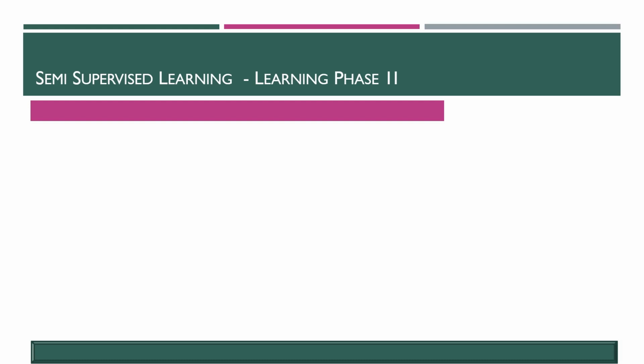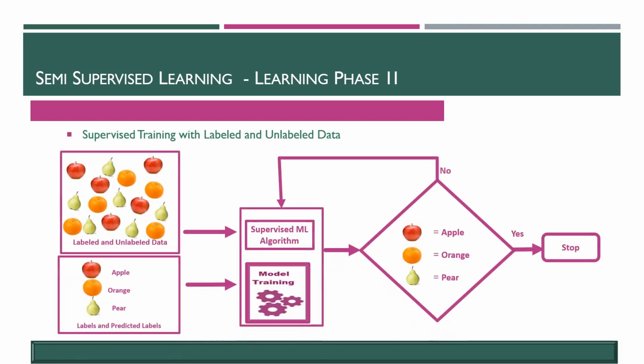In phase 3, again learning happens with both labeled and unlabeled data. Labeled and unlabeled data as well as labels and predicted labels are given as input to the supervised machine learning algorithm. The algorithm keeps on learning from the input till its output is equal to the label. That is, each data point in the input is associated to the specific class. Once the learning phase is complete, the model is ready for testing. It is the same as the learning phase of the supervised machine learning algorithm, but leveraging both labeled and unlabeled data, that is the entire data set.